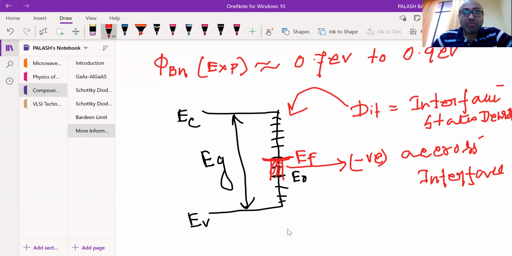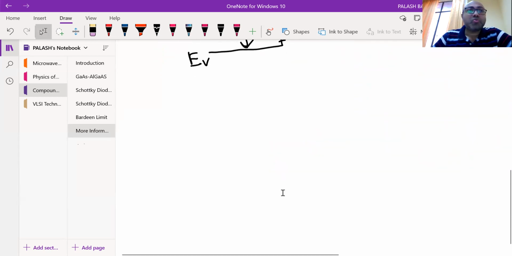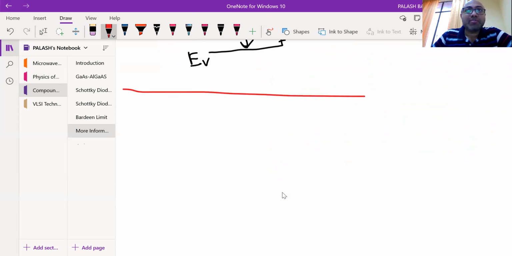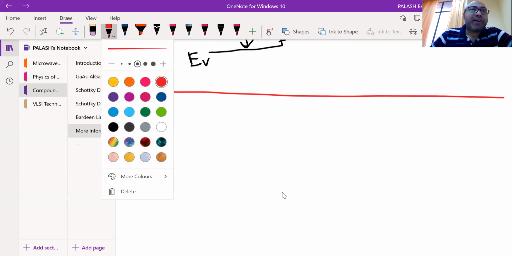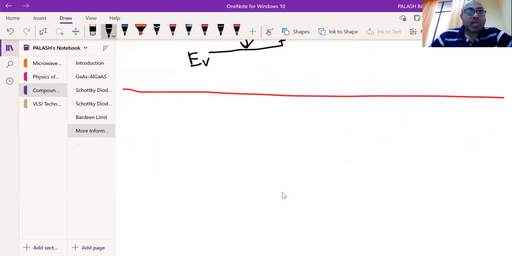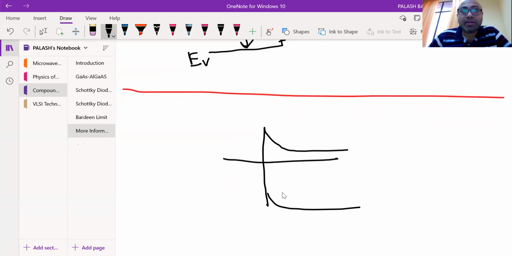Now we got a nice idea, but there are two things I am trying to discuss today. First thing, I'm just trying to draw this. This is my interface states, and it might have some silicon dioxide or some oxide layer, a lot of defects and everything, which I am not drawing. What is important over here? What is phi n?